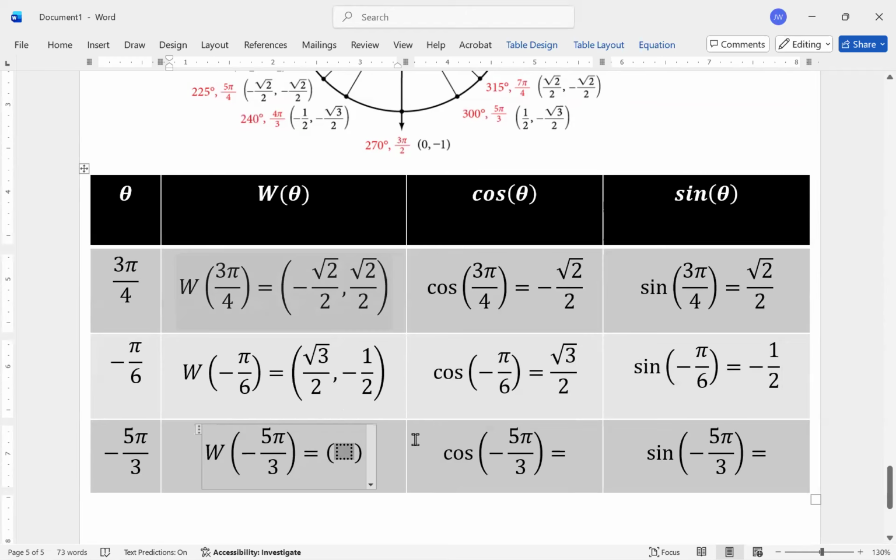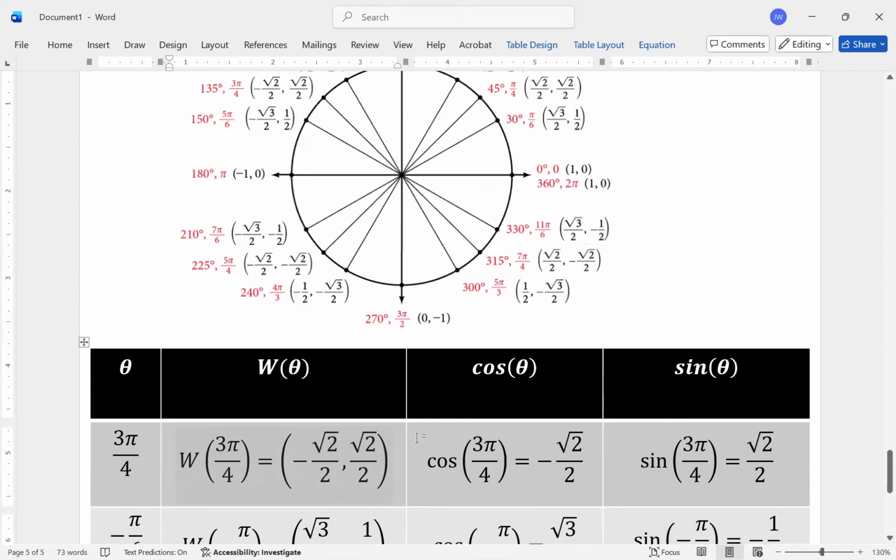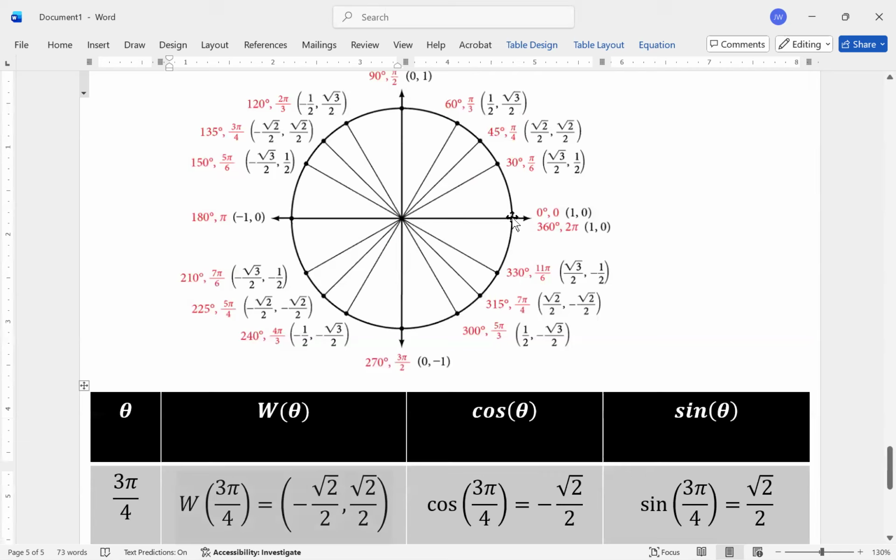Let's look at negative 5 pi over 3. Well, one way is to go around this unit circle 5 pi over 3 radians in the clockwise direction. 5 pi over 3 radians in the clockwise direction actually gets us back into the first quadrant. Another way is to take the pi over 3 radians we see here. We could have projected that across the x-axis.